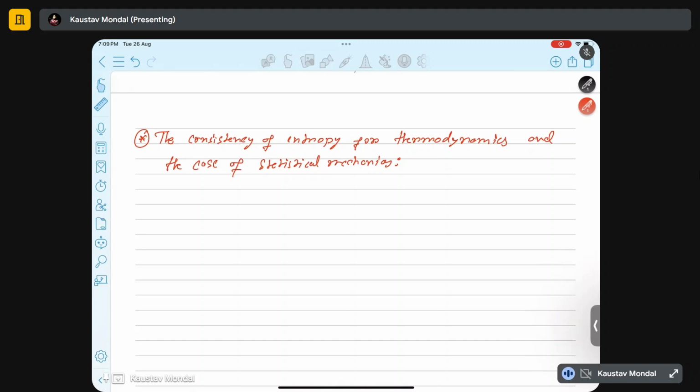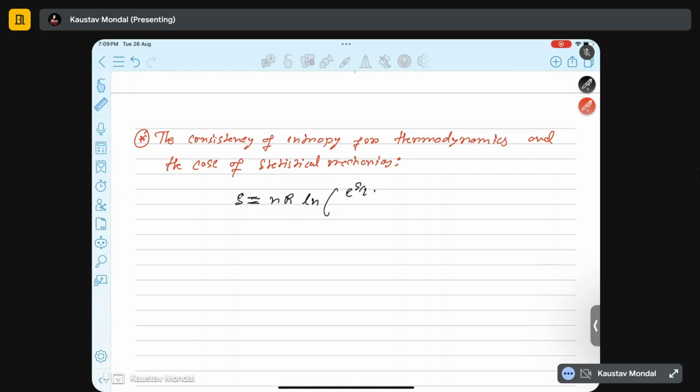So how will we start? Let me first write the expression. So, for our easiness, we are writing the expression of the entropy in terms of volume. Okay.